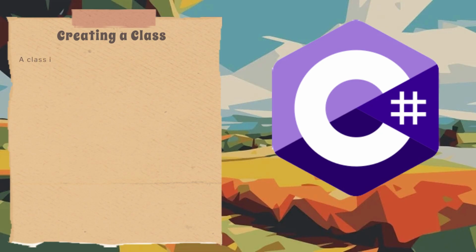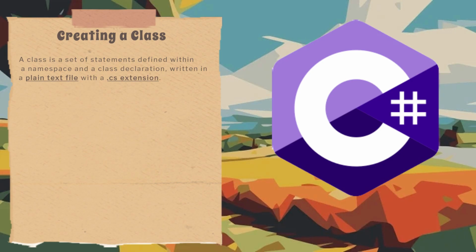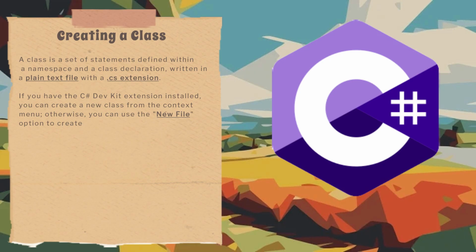A class is a set of statements defined within a namespace and a class declaration, written in a plain text file with a CS extension. If you have the C# Dev Kit extension installed, you can create a new class from the context menu. Otherwise, you can use the New File option to create a CS file.